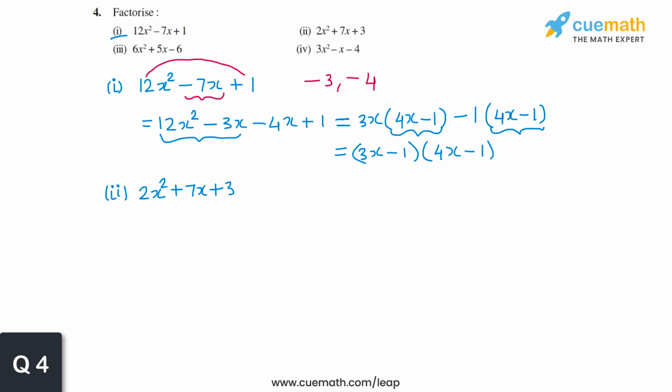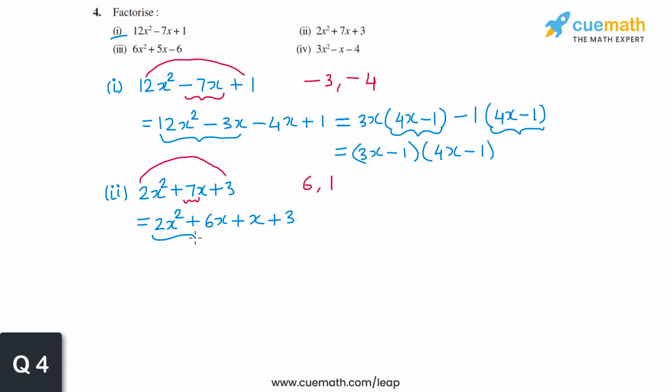So this time I have to find out two numbers whose sum is equal to 7 and whose product is equal to 2 times 3 or 6. And those two numbers, if you think about it, are 6 and 1. So that's how I can split the middle term. So I can split it as 2x square plus 6x plus x plus 3.